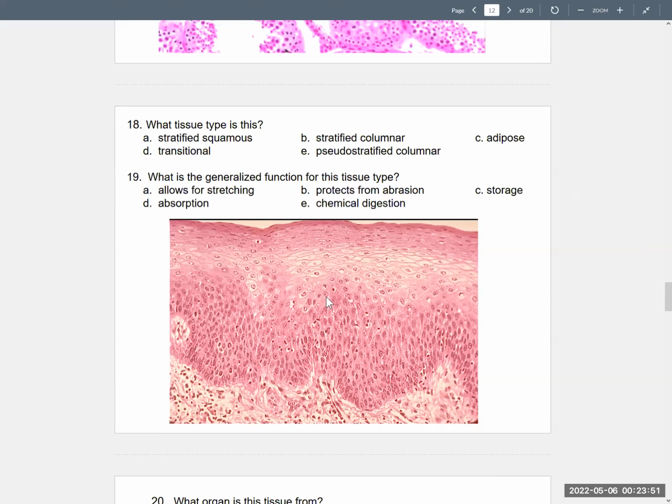Okay. So the answer there was B, protecting from abrasion. Now, I never said that while I was showing you slides. That was in our lecture notes on the integumentary system last week.